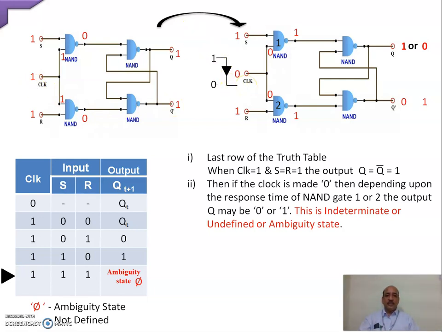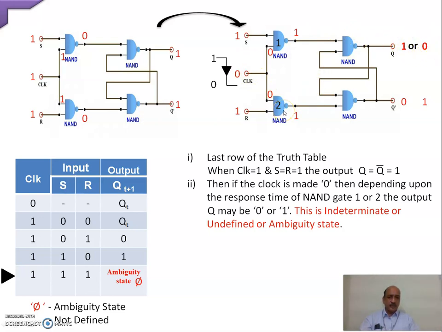So, when the clock is made 0, suddenly one of the input of the first NAND gate is 0, one of the input of the second NAND gate is 0. Then if the clock is made 0, then depending upon the response time of the NAND gate 1 or 2, the output Q may change to 0 or 1. That is, here we are going to see the speed of this NAND gate and this NAND gate. If the speed of this NAND gate is faster than this, then one of the input is low, therefore the output is high. Then here what happens is it will become a 0. That is, 1 will be converted to 0.